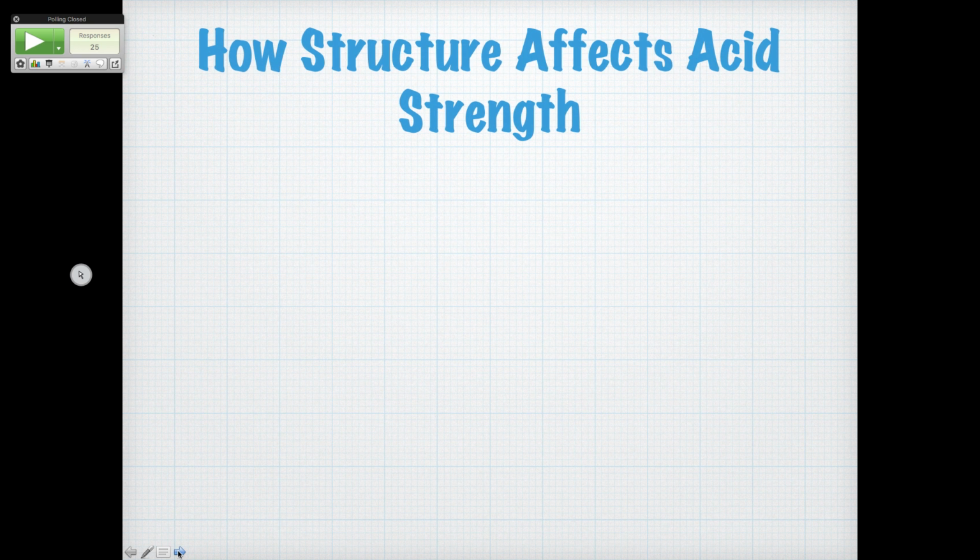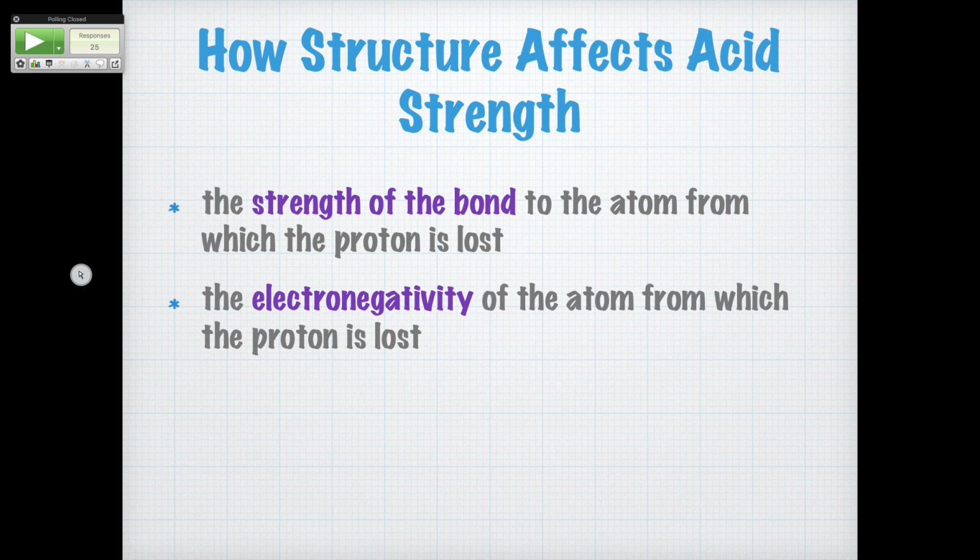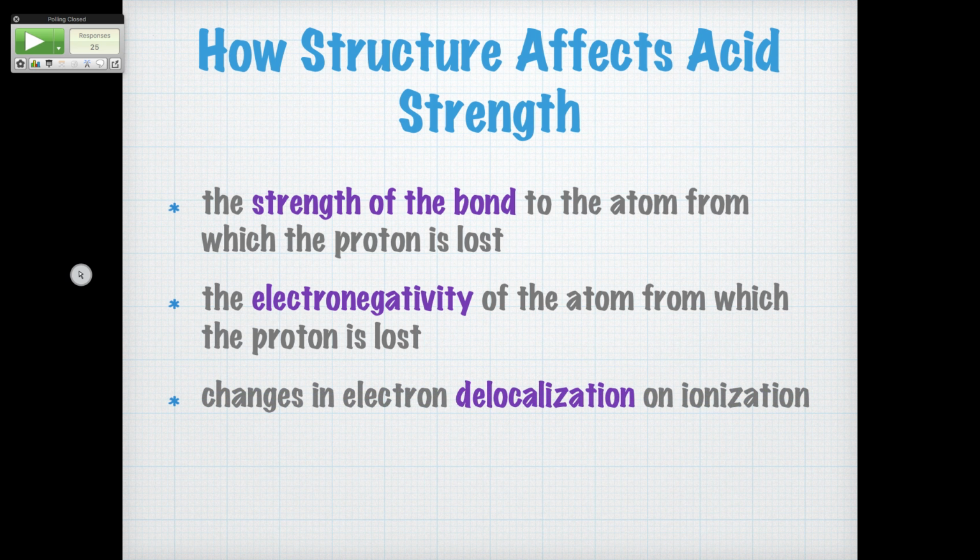Okay, how structure affects acid strength. Some of these things have to do with inorganic things, so we're not going to go over them a whole lot, but we're going to talk about it a little bit. The strength of the bond to the atom from which the proton is lost, or the electronegativity of the atom from which the proton is lost. Okay, so look at those two things.